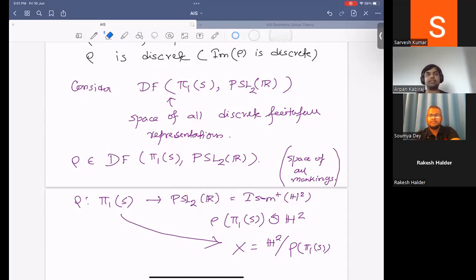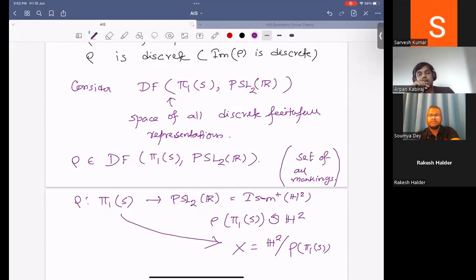I can just simply say that every marking gives you a discrete and faithful representation, and every discrete and faithful representation gives you a marking. As of now, I'm just saying that this is a set bijection. So I'm just writing the set of all markings.